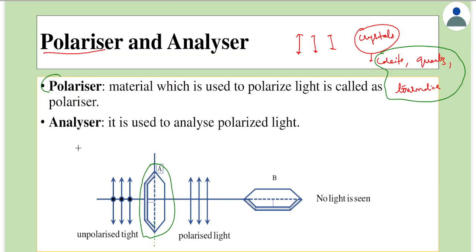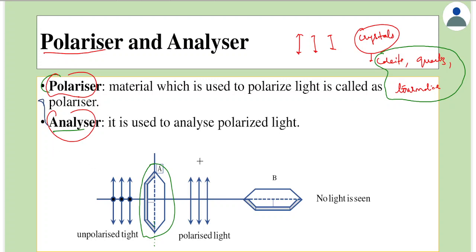The next definition is called an analyzer. Now the thing is, we need to verify whether light is polarized or not. We can't tell it naturally, as we need the help of certain devices. Those devices which are used to analyze whether a given light is polarized or not are called an analyzer. But technically, these two are the same devices only, which means a polarizer can act as an analyzer and vice versa.